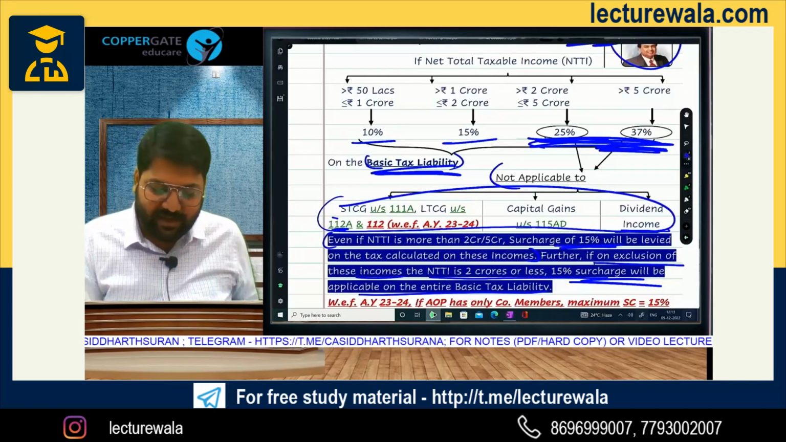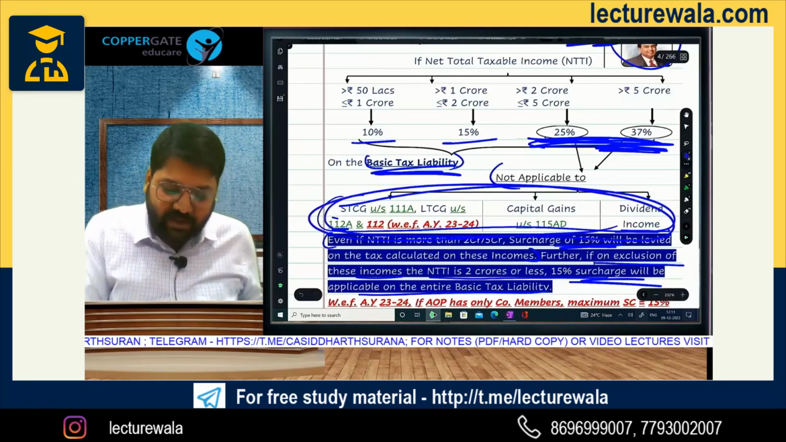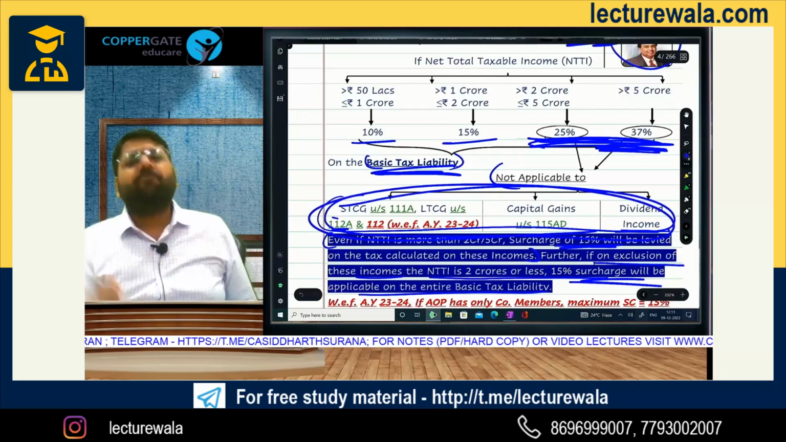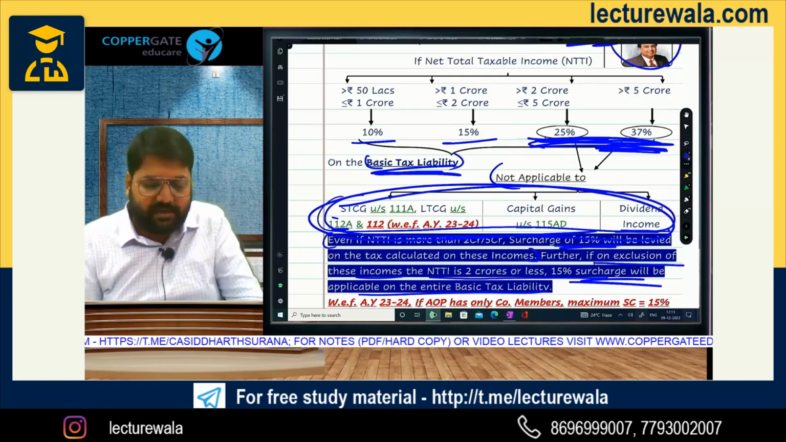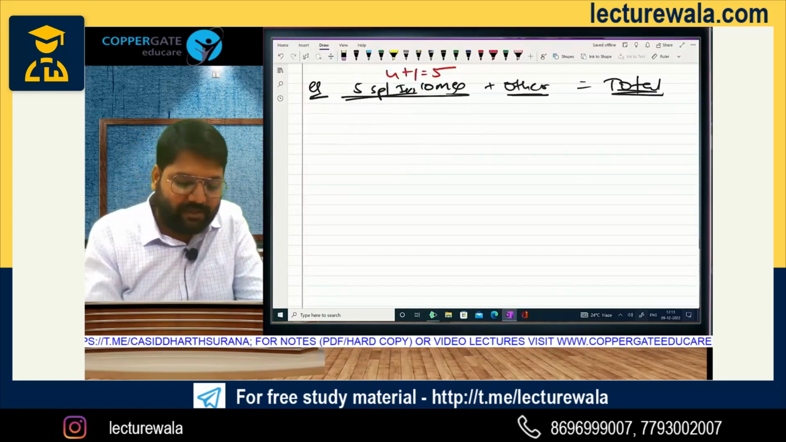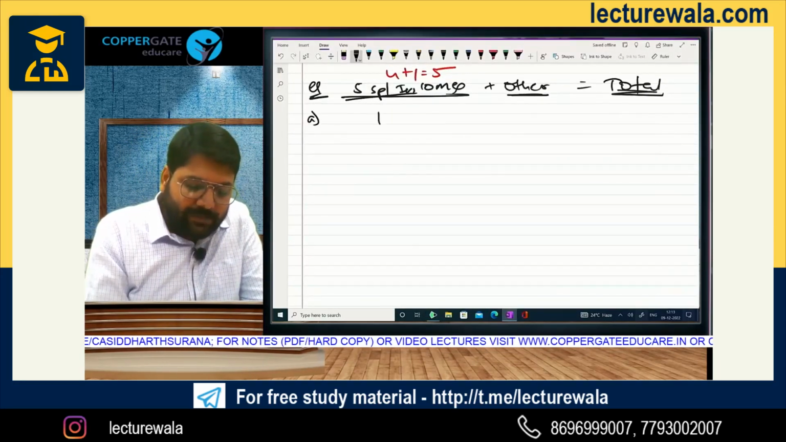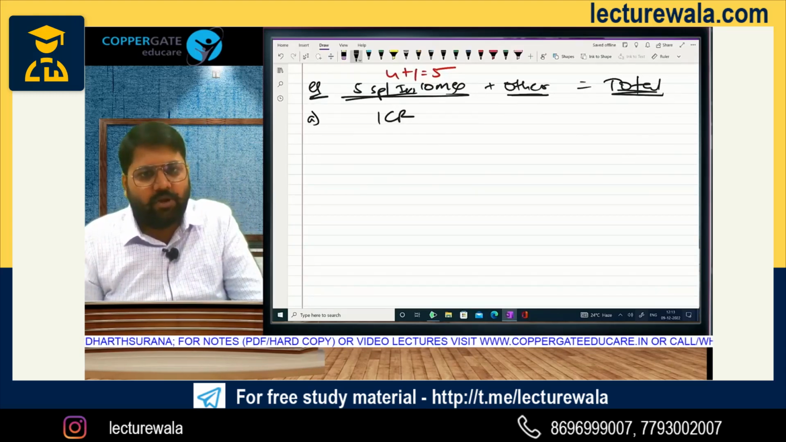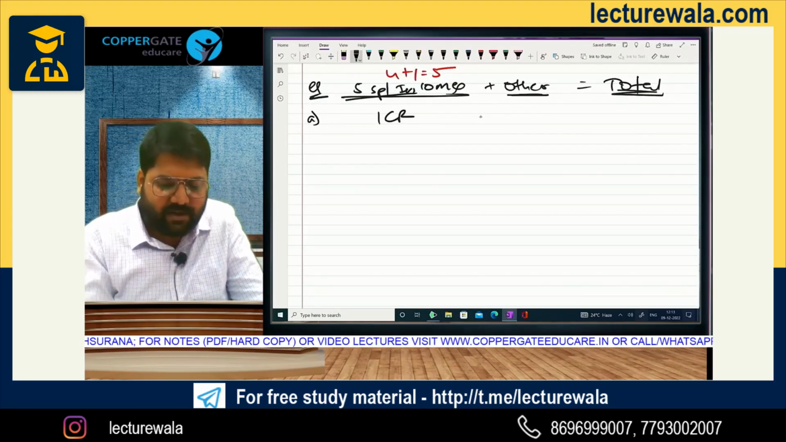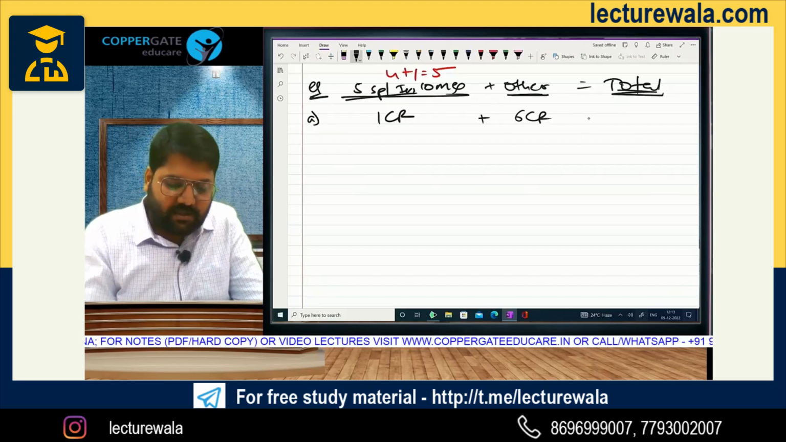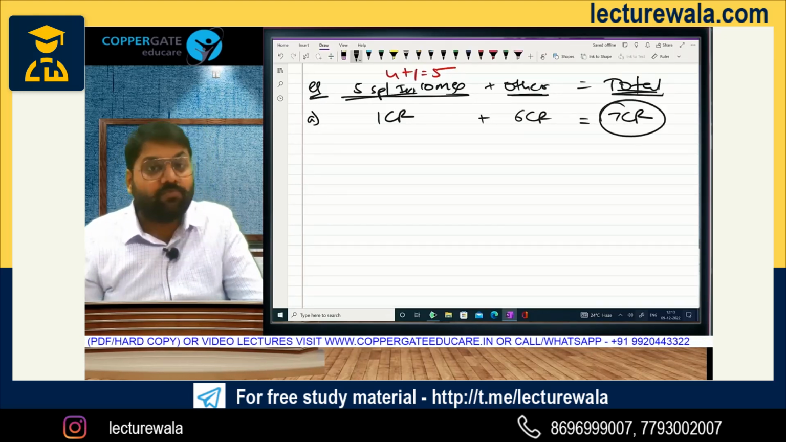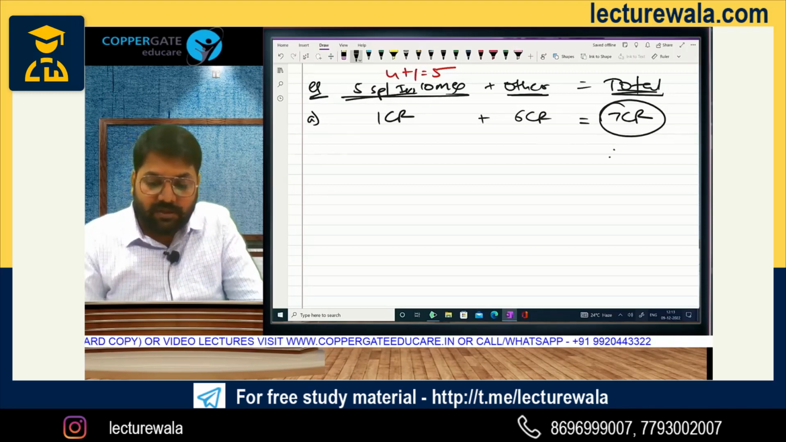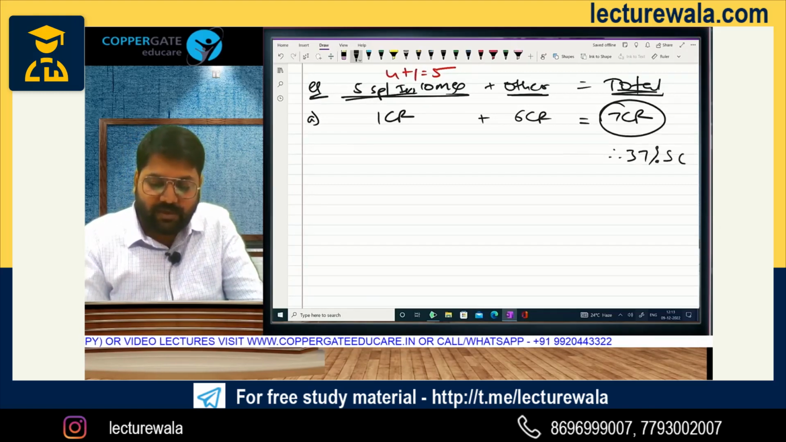The first line is very easy to understand. 25 and 37 will not apply on them. Whatever the total income, the surcharge on their tax will be restricted to 15. So for example, supposing these incomes, say short term capital gain on stock market or long term capital gain, are 1 crore, and the other income is 6 crore, giving a total of 7 crore. 7 crore is more than 5 crore, so your answer comes to 37% surcharge.